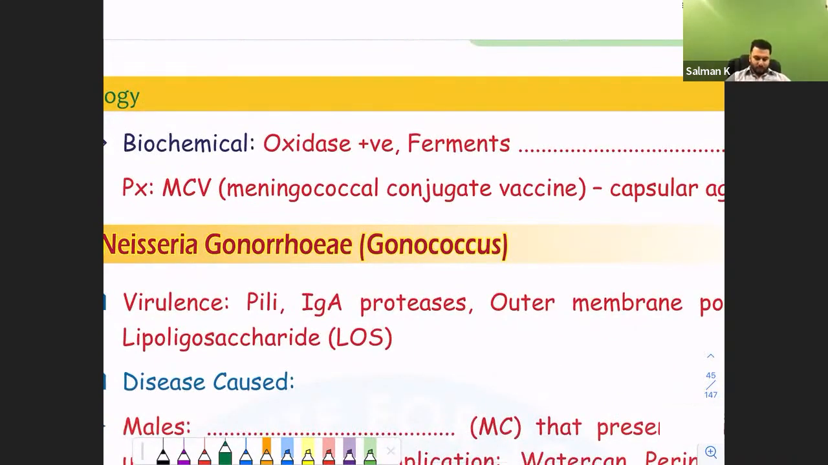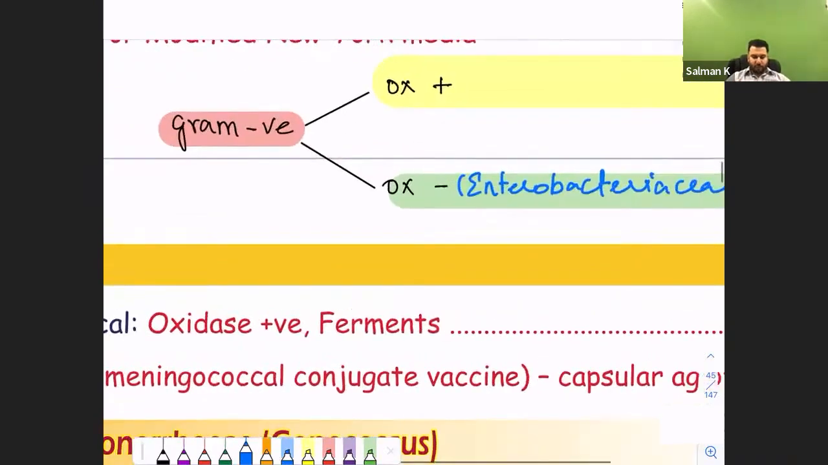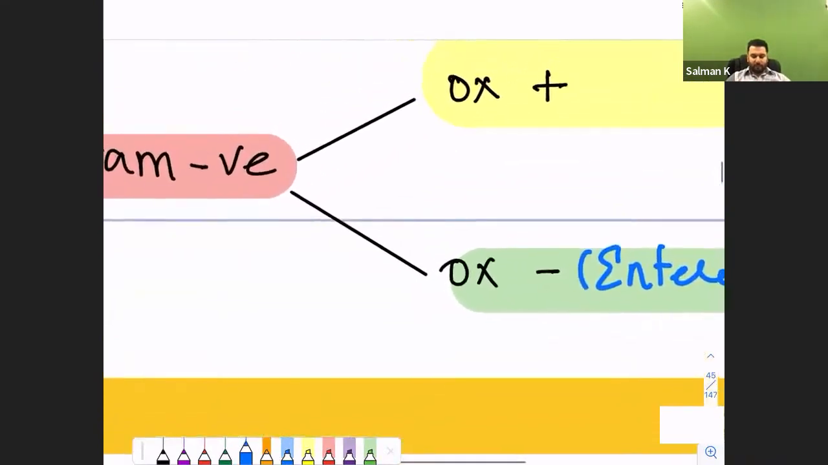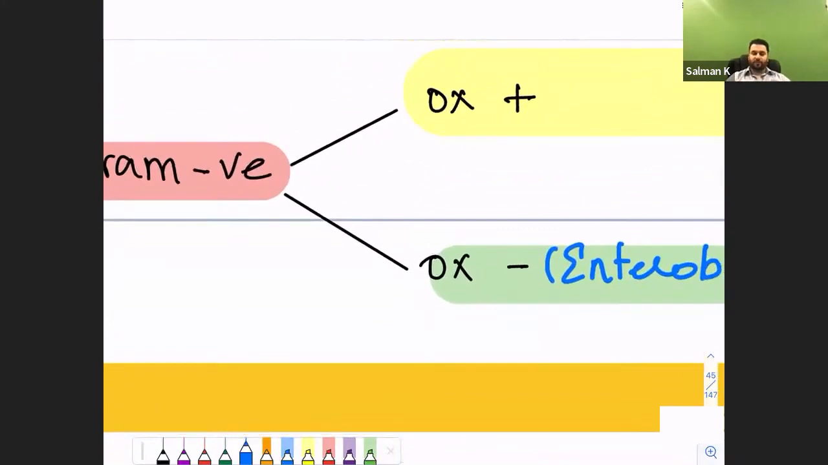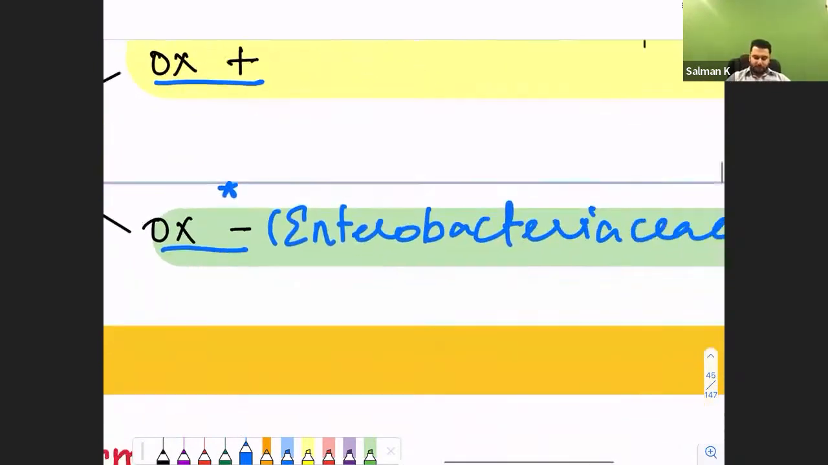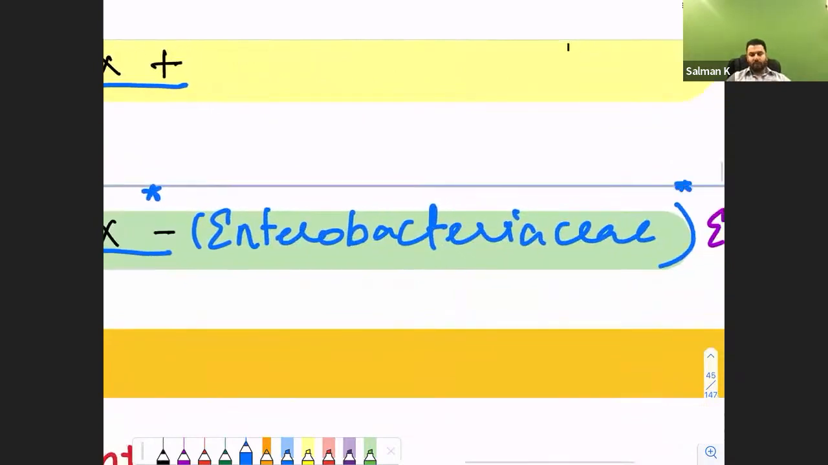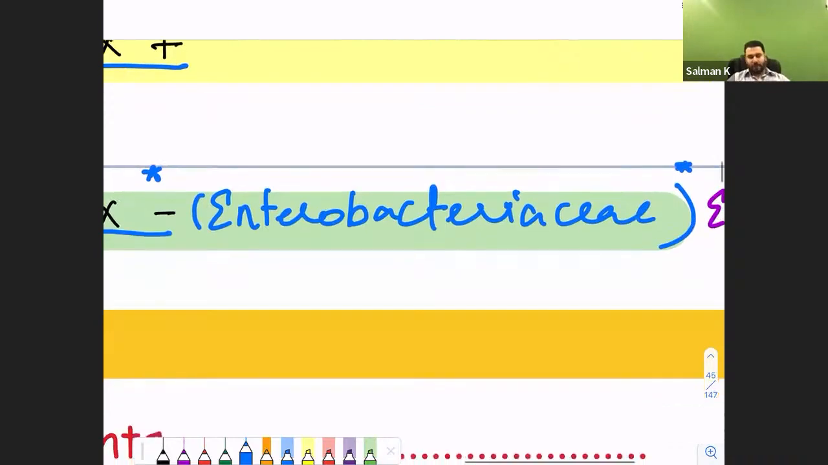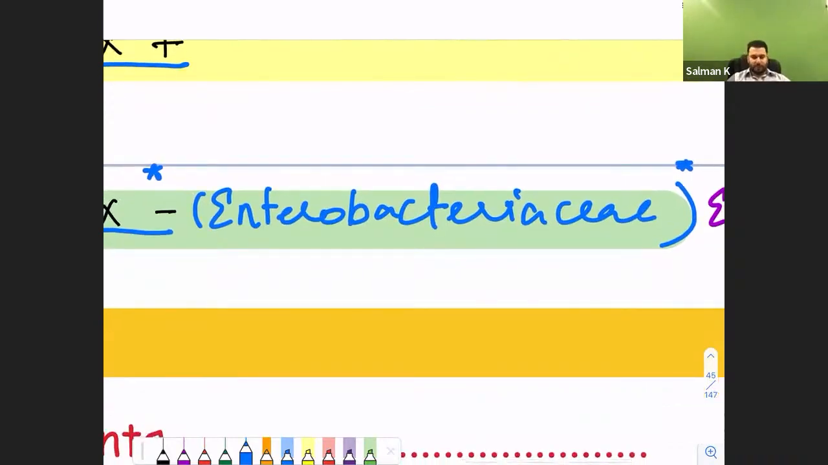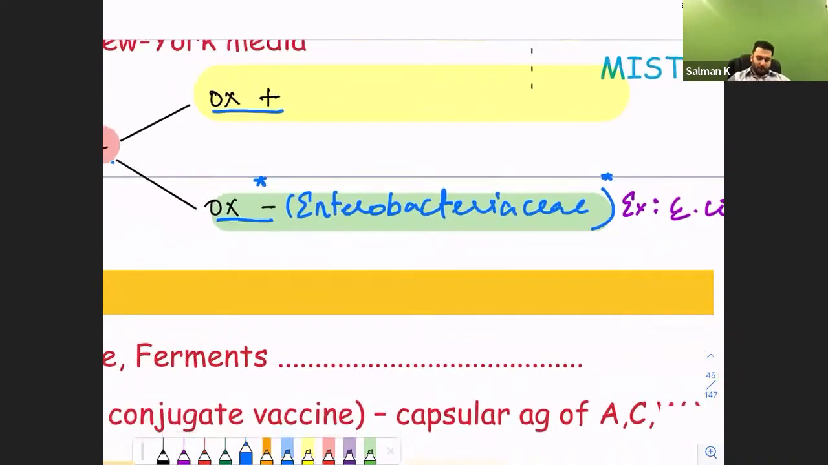Now here we go, one test that you should know. Gram-negative organisms are further classified like this: gram-negative oxidase-positive organisms and gram-negative oxidase-negative organisms. If you see an oxidase-negative organism, you should know they are talking about a family called Enterobacteriaceae. That's the word as such that you need to know.